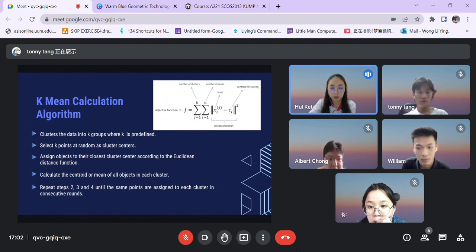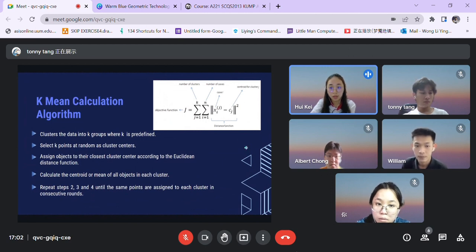Keep repeating the procedure from step 3 to step 5 until any of the following stopping criteria is met: the centers of newly formed clusters do not change, data points remain in the same cluster, and lastly, the maximum number of iterations is reached. And that's all for the K-means explanation.